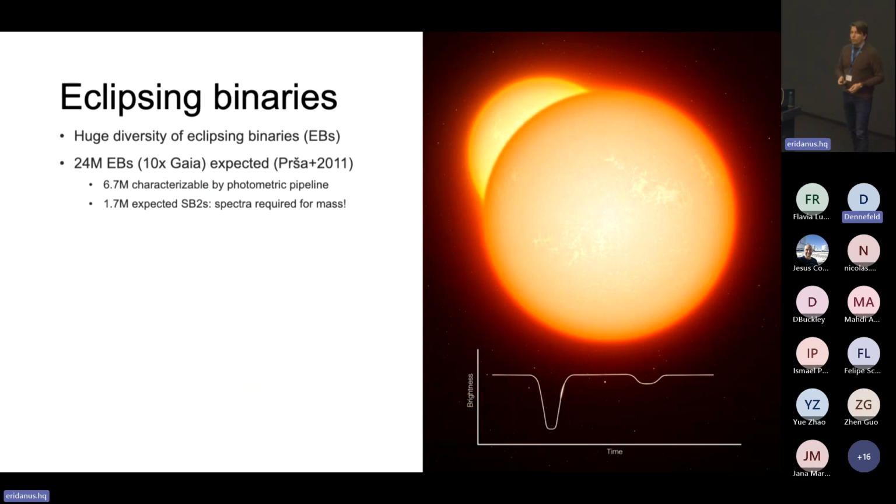They expect about 24 million eclipsing binaries in LSST. That is a factor of 10 more than we currently have in Gaia, and of course will contain a lot of very interesting objects for further study, because you see, for example, the ratio of the radii due to the transit depths of the sources. Out of the 24 million, about 6.5 or 6.7 million would be fully characterizable by the photometric pipeline, and about 1.7 million would be double-line spectroscopic binaries. Now, those are particularly important because you can measure the total masses of the systems as well as the radii. And for example, you can measure distances using these types of systems.